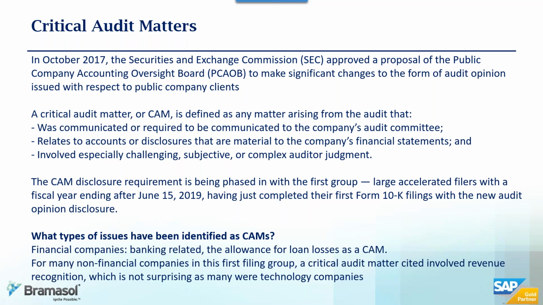Well, for financial companies like banks and insurance companies, the number one critical audit matter is allowance for loan losses. And that's because when you give a loan to someone in a large portfolio, you have to estimate what is my reliability to recover on these loans. But for non-financial companies, the number one critical audit matter cited was revenue recognition. Now, why is that important?